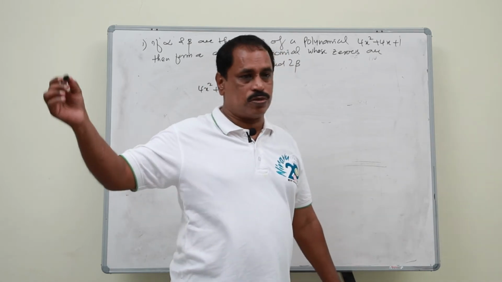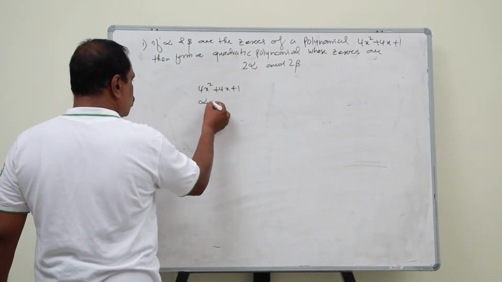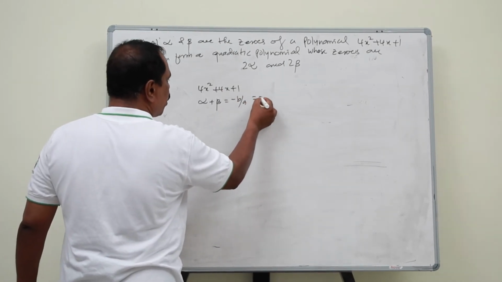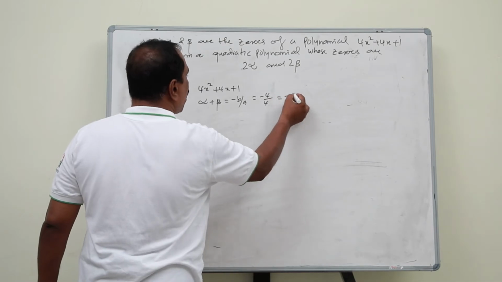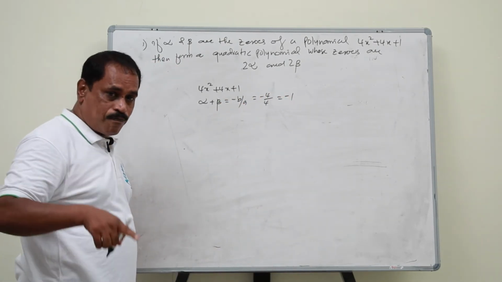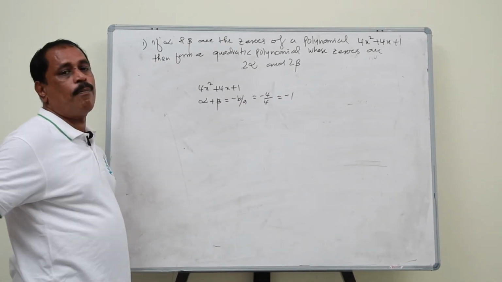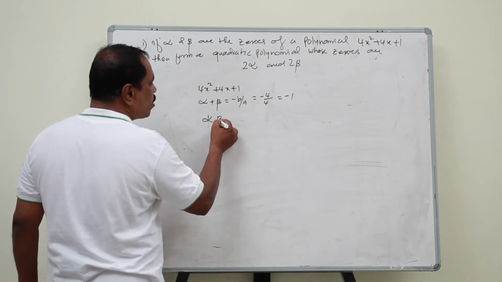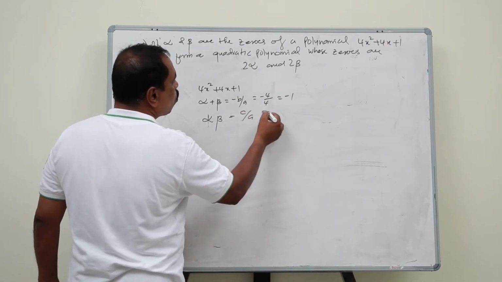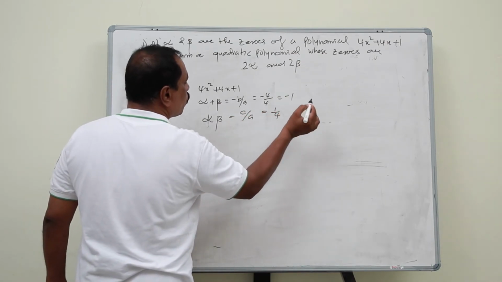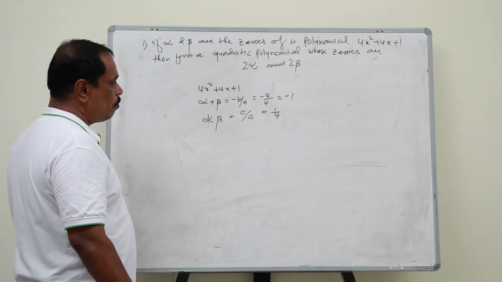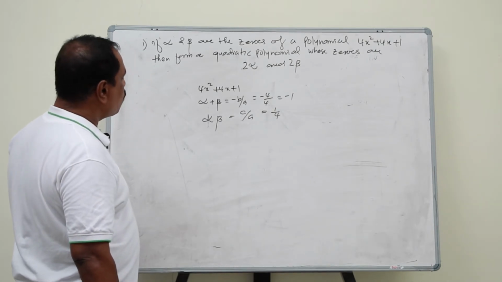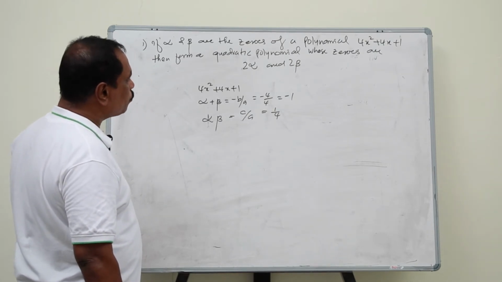From the given polynomial, write the sum of the zeros. What is that? We know minus b by a, minus 4 by 4 equals minus 1. Then the product alpha beta, also write, c by a equals 1 by 4. So the sum is minus 1 and the product is 1 by 4.